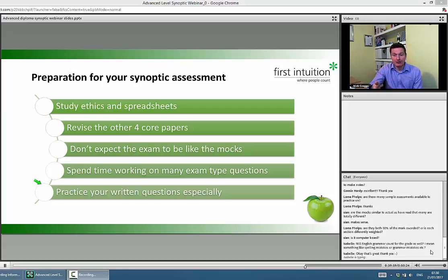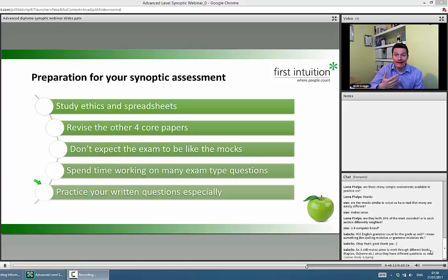So you should know how to flex a budget because you've done it in the management accounting costing exam. It's the written questions that are new here. So I would always practice your written questions, especially. Really focus on it when you come to Synoptic.